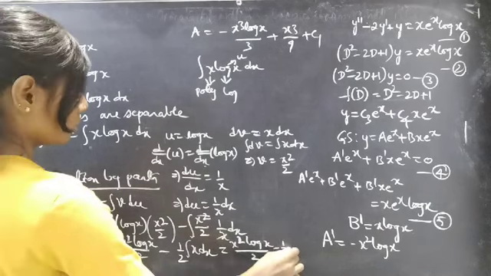Integral dv is b, equal to integral x log x dx, which is x square log x by 2 minus x square by 4. Therefore, b equals x square log x by 2 minus x square by 4, plus the integral constant c2. I forgot to write the integral constant. We got a and b. Let's now find the general solution.